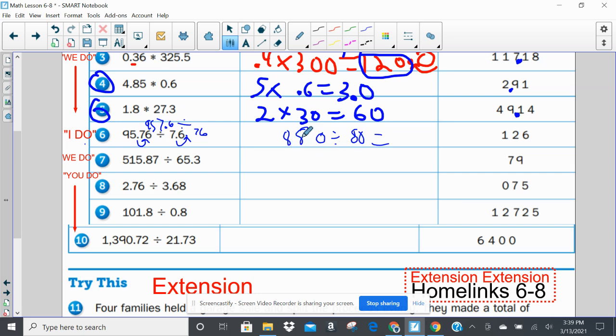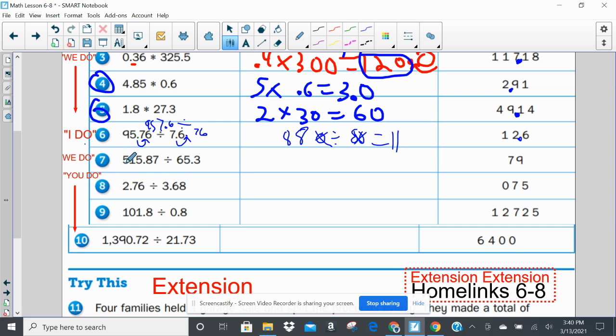And let's see what we get here. Well, 88 divided by 8 equals what? Do you know? That's 11. And then my zeros are going to cancel out. So that's going to be my answer, 11. So where would my decimal fall? Right there between the 2 and the 6 for 12.6.